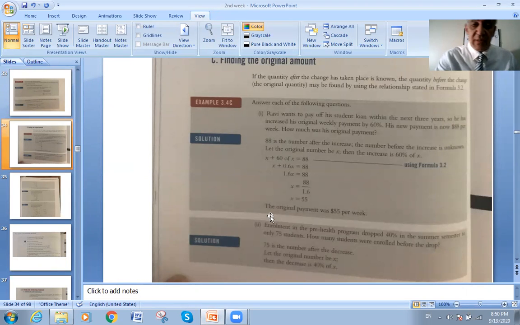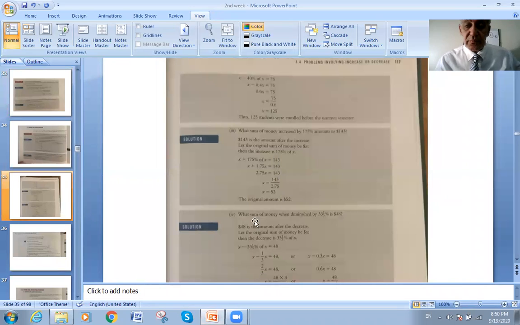We have here the one of finding the original amount. This is the one which I solved for you just now. I did the solution. And I said this page is including the same ideas, the same things. It's not a new one.